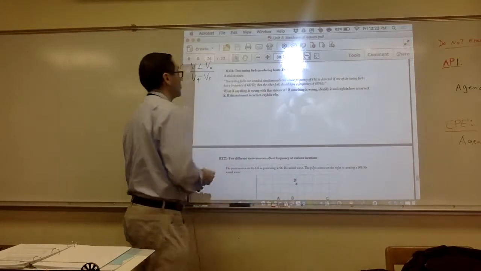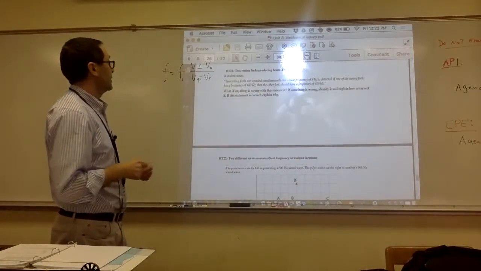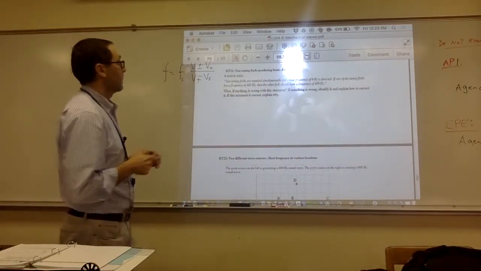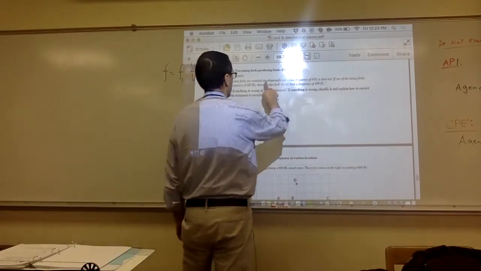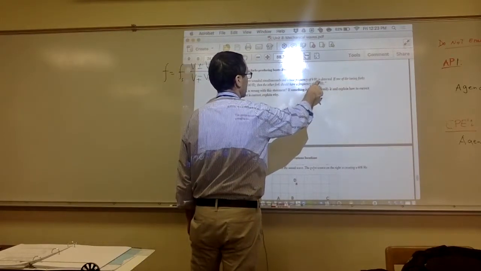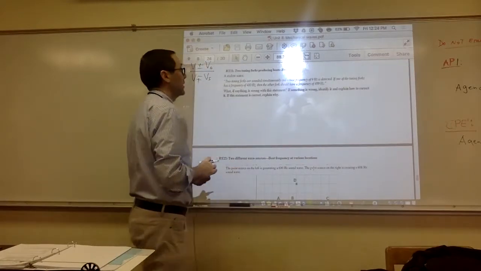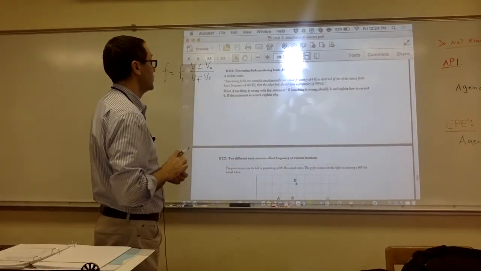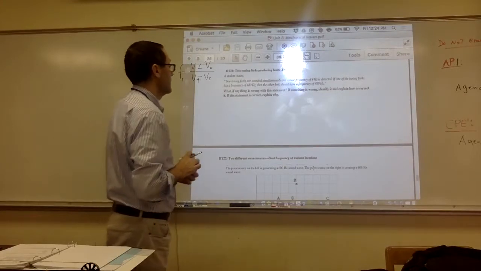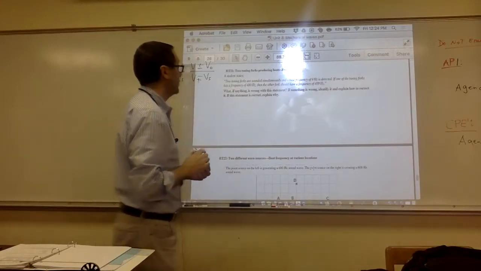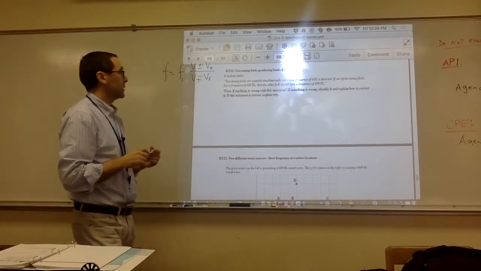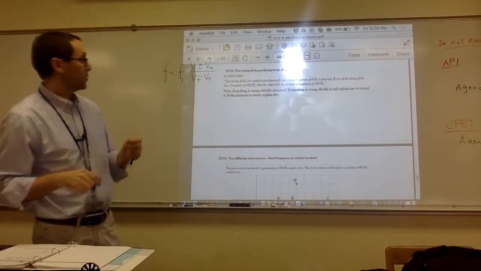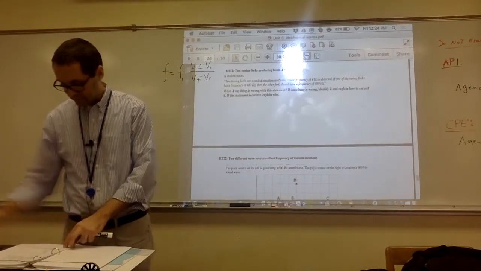Okay, two tuning forks producing beats. So we have two tuning forks that are played at the same time, and we get a beat frequency of 9 hertz. If one of the tuning forks has a frequency of 480, then the other should have a frequency of 489. False. The other one could be 489, or it could be 9 less than 480, which is 471.